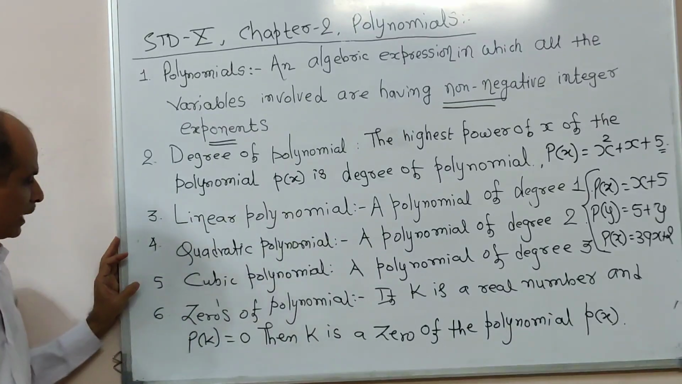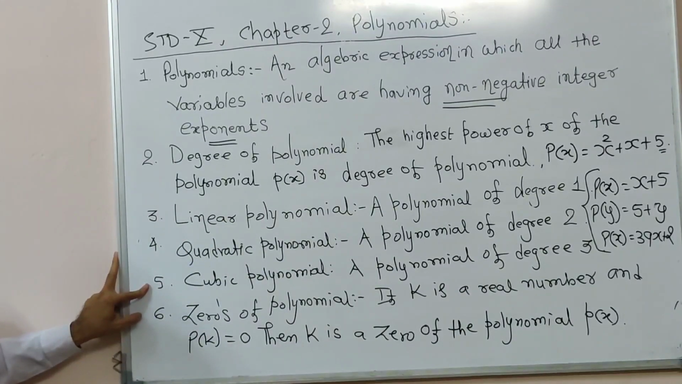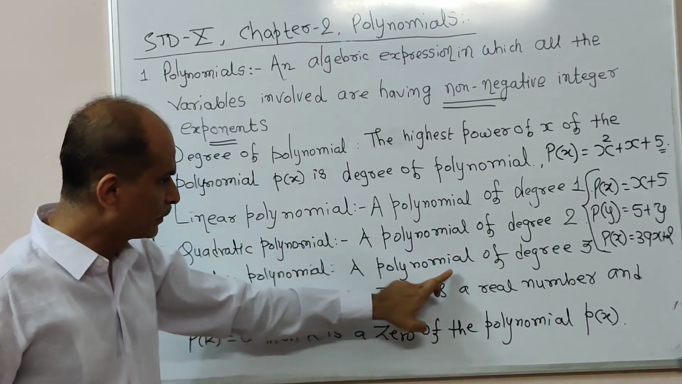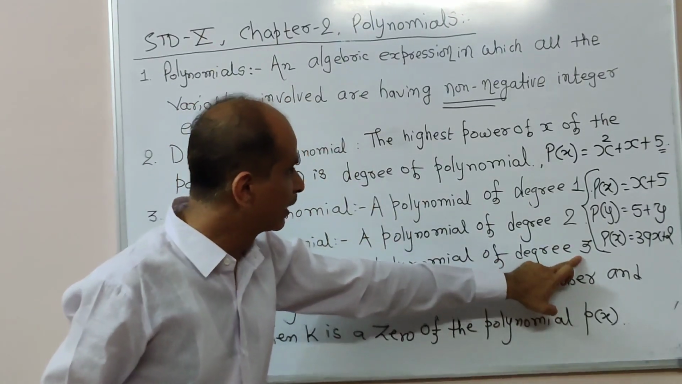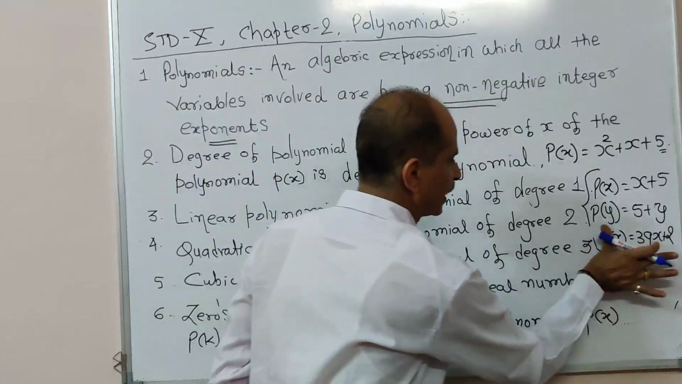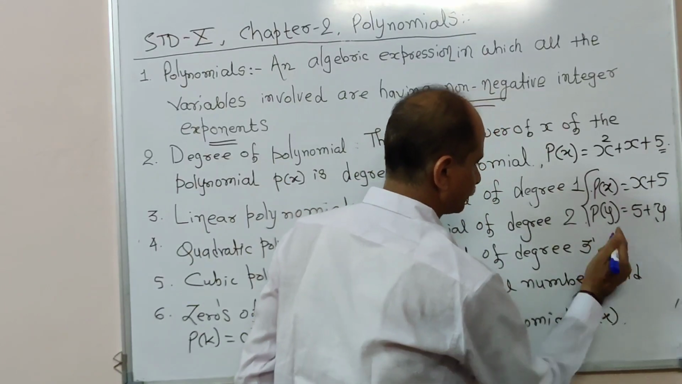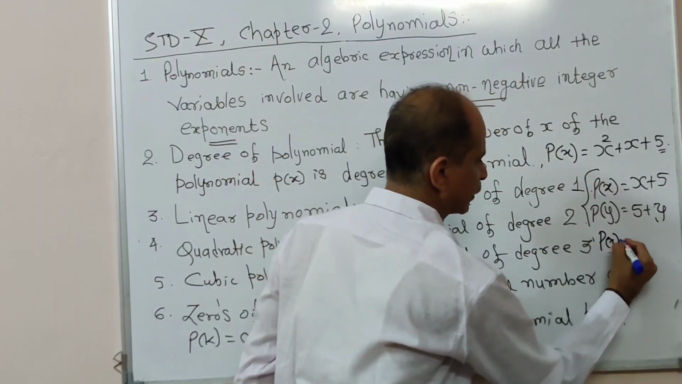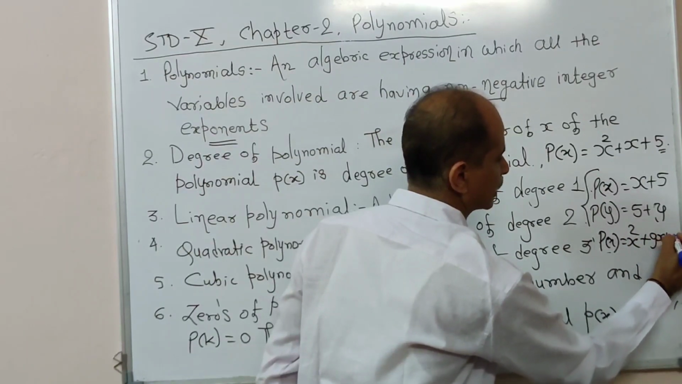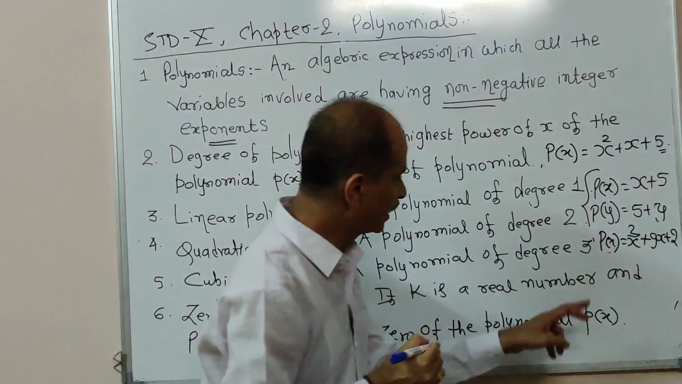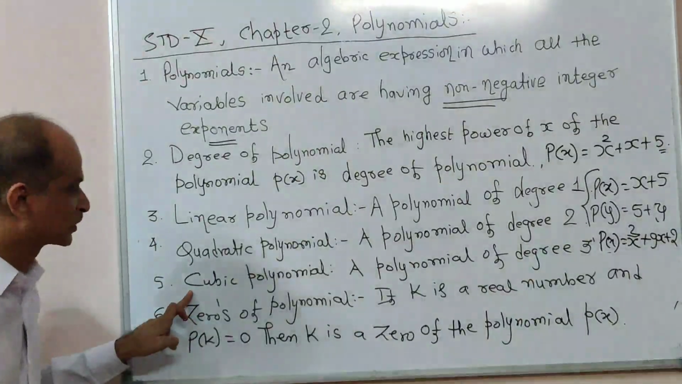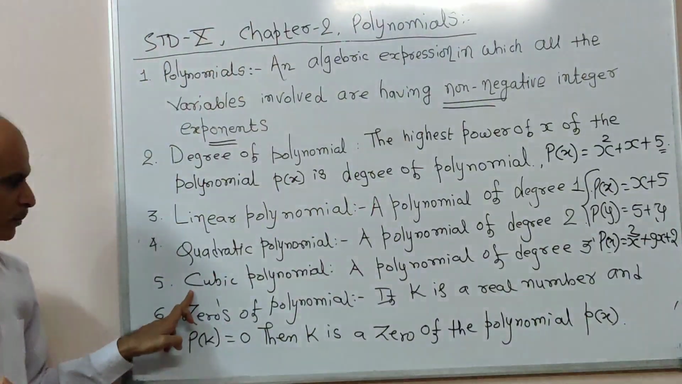Well, let me start the fifth concept of this chapter, that is the cubic polynomial. So a polynomial of degree 3 is known as a cubic polynomial. Let me take one example. For example, p(x) is equal to x cube plus 9x plus 2. So here the degree of this polynomial is 3, and that's why it is known as a cubic polynomial.